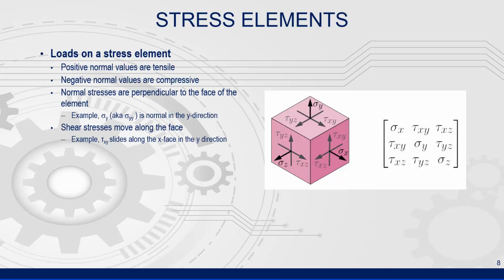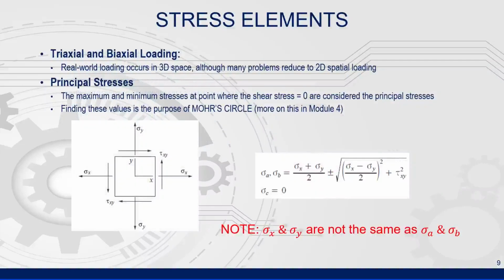Stresses that slide along the cross-section of the machine member are said to be shear stresses. These act on a plane defined by our coordinate system. So this will be either stress in the XY, XZ, or YZ plane. In real-world objects, the stress exists in 3D space. However, this can often be reduced to 2D spatial loading.